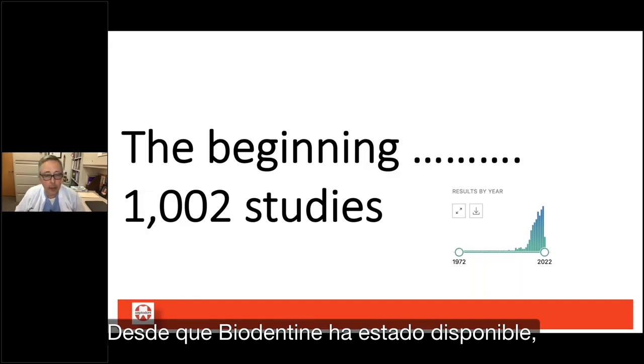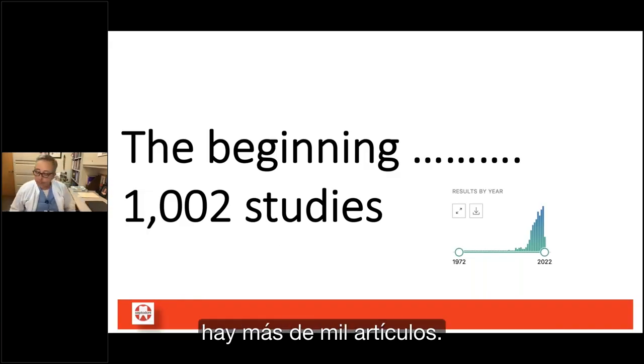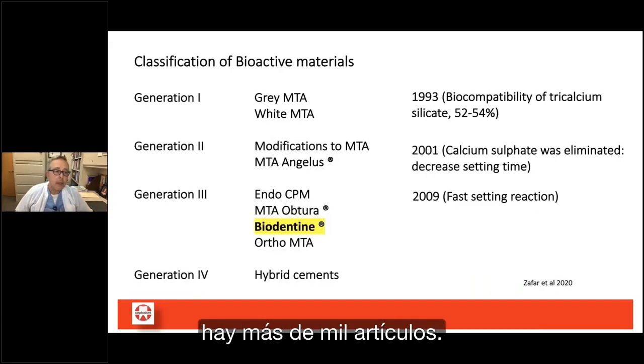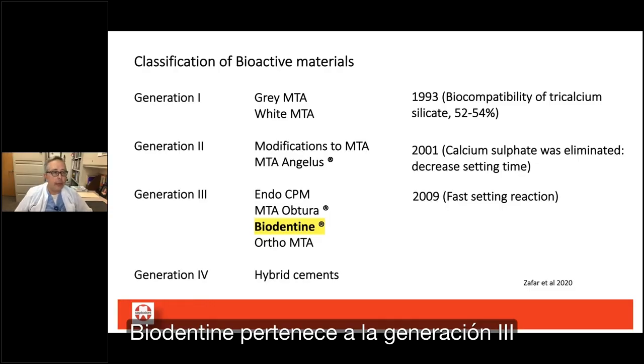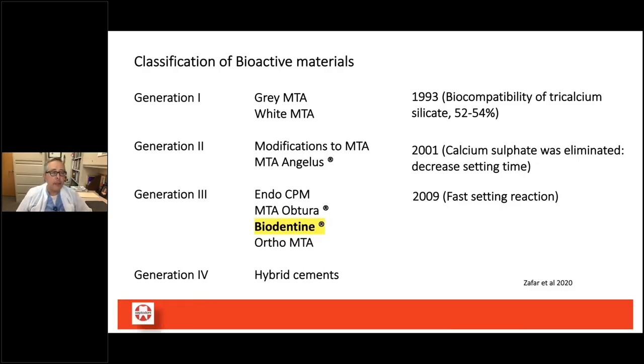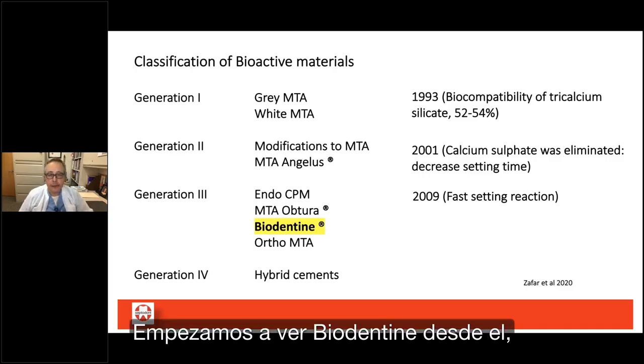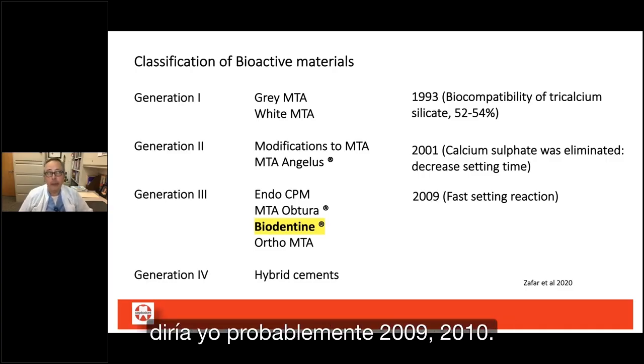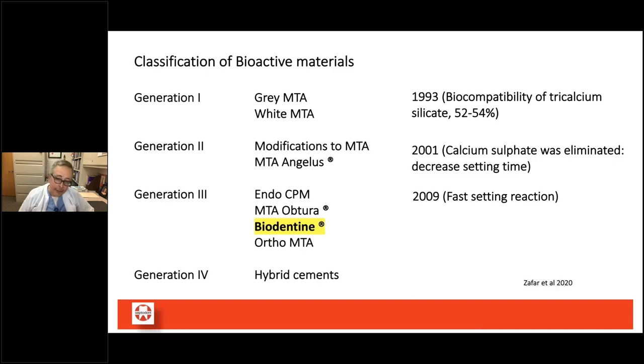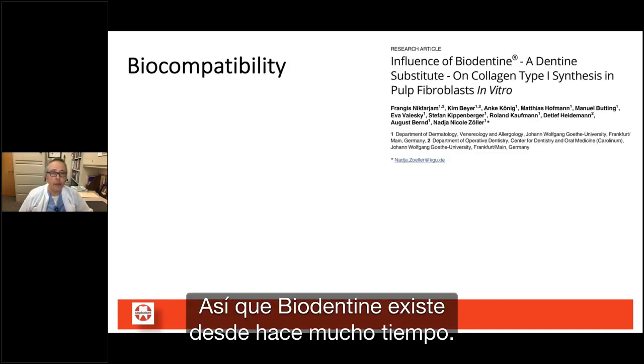Since biodentine became available, there are over 1,000 articles. Biodentine belongs to the generation 3 bioactive materials. We started to see biodentine probably in 2009, 2010. So biodentine has been around for a long time.